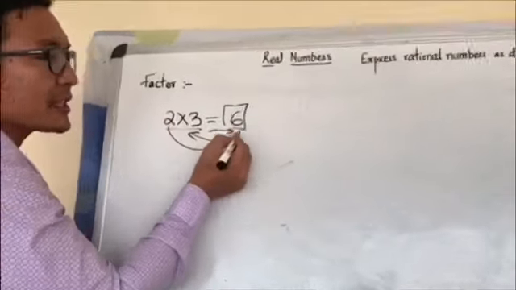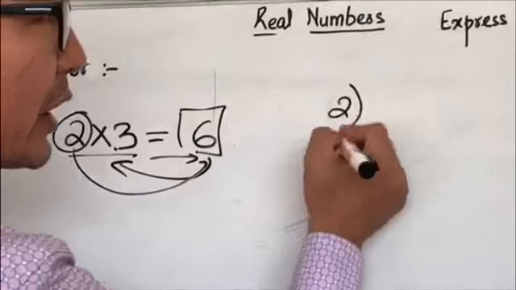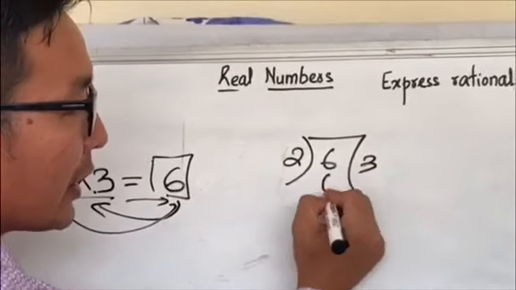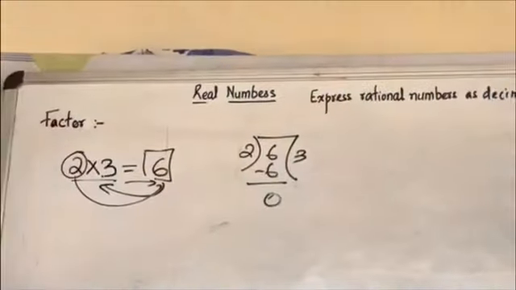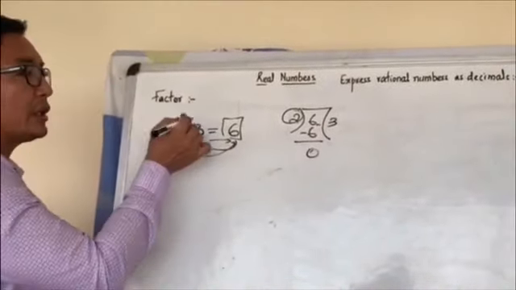2 times 3 is 6, right? 2 times 3 is 6. Is 2 a factor? Divide and the remainder is 0.